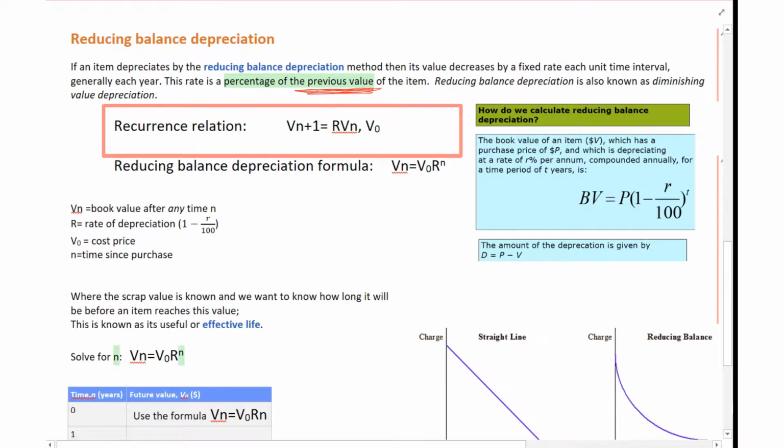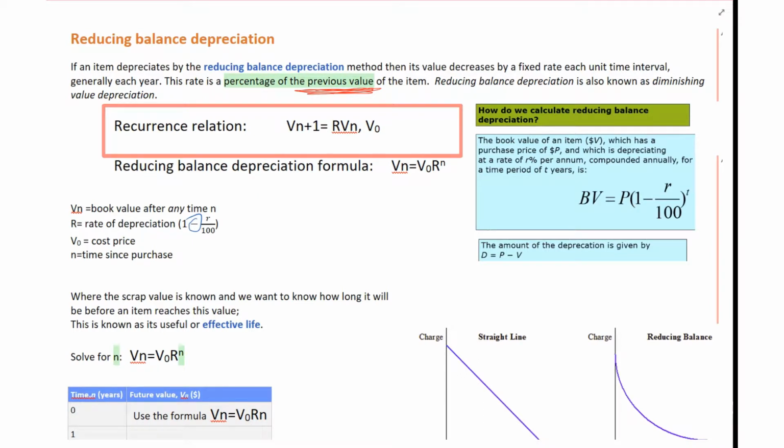So our recursion relation is what we see here. Vn plus 1 equals R Vn, where you've got a V0 there. Now, what's R? R is 1 minus r over 100, and it's the minus here. It's this minus here that gives you that negative part as opposed to the compound interest stuff, okay?